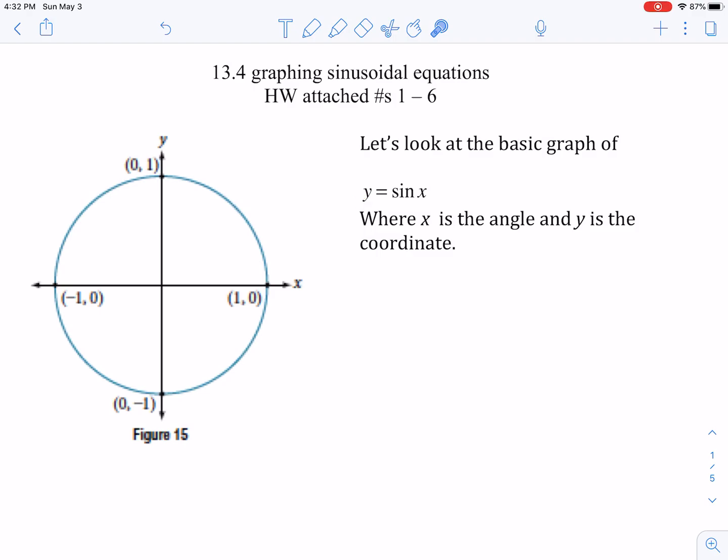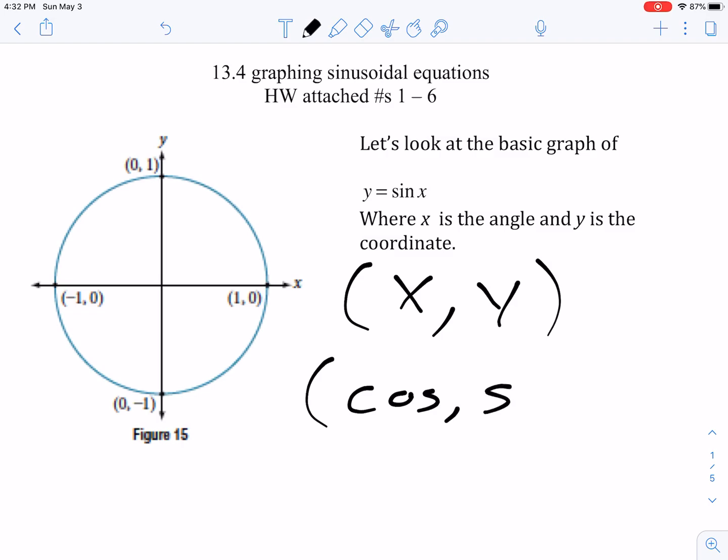Okay? And if we remember, when we're looking at our unit circle, we have the coordinates of x and y being the cosine and the sine. So the y value is the sine, the x value is the cosine. Now, if we're looking at this right here, y is the output. That's either going to be our x value or our y value. The x value in this case is just going to be the angle measure that we're looking at.